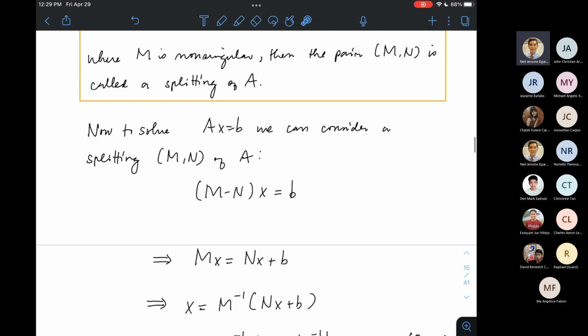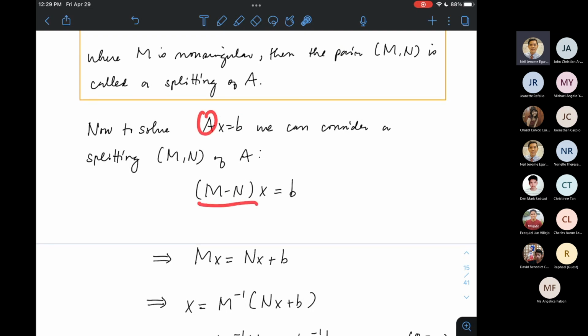Well, okay, so kung meron kang Ax equals b, tapos nag-consider ka ng isang splitting ni matrix A, si A dito pwede mong palitan ng M minus N. And then we will use the distributive property of matrix vector multiplication. So this is going to be Mx minus Nx equals b. So make sure you have the right ordering in the matrix multiplications, all right?